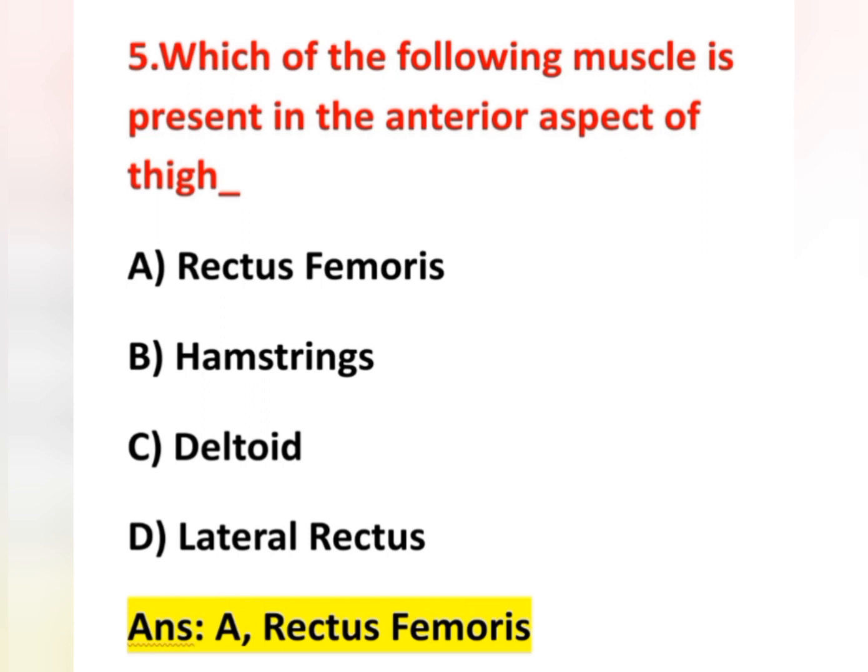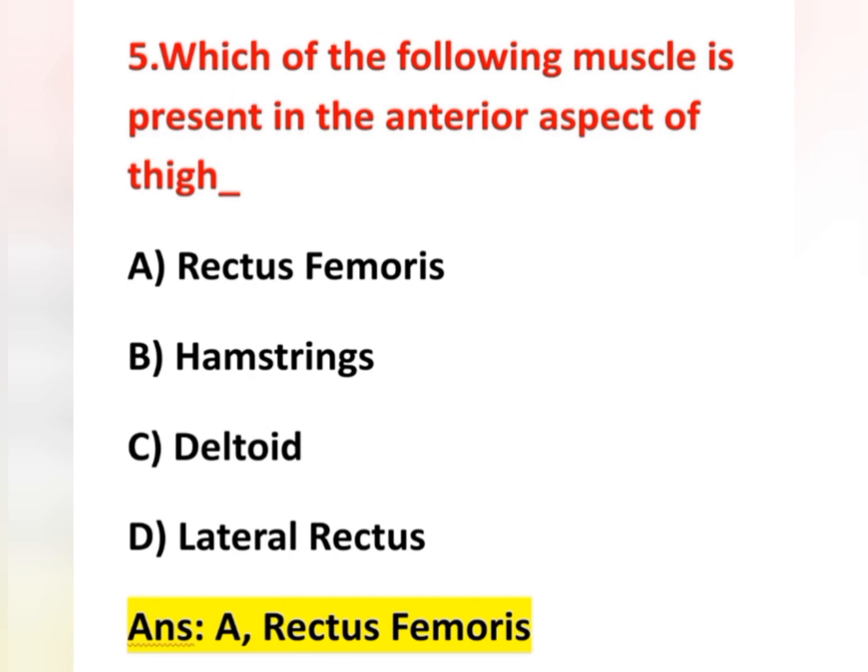Rectus femoris is the muscle which is present in the anterior aspect of the thigh. We will see the other muscles which is present in the anterior aspect of the thigh include sartorius muscles, vastus lateralis, vastus medialis, and rectus femoris and pectineus muscles.